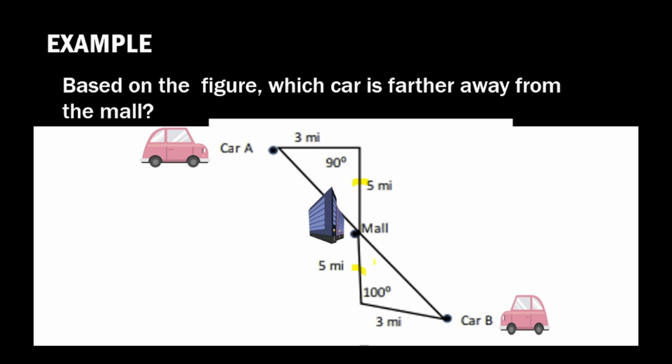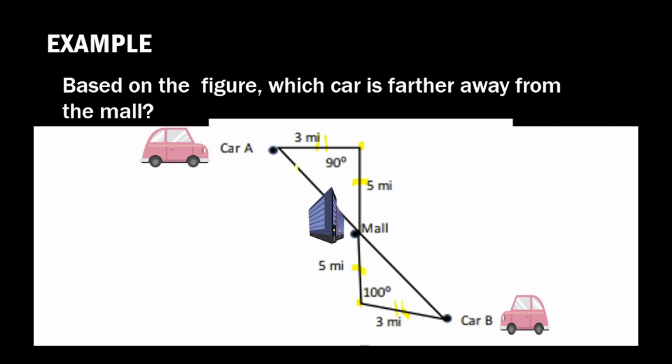Okay? And then, we also have here, from this point, going to car B, 3 miles. Which is equal to this point, where our 5 miles stopped, going to car A, which is also 3 miles. So, what did you notice? Very good. Two sides of the two triangles are congruent.